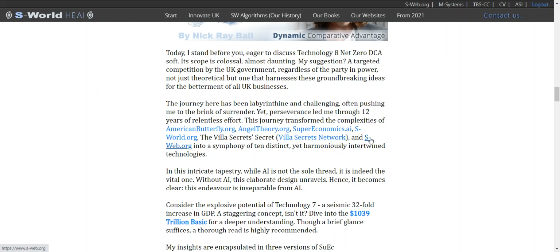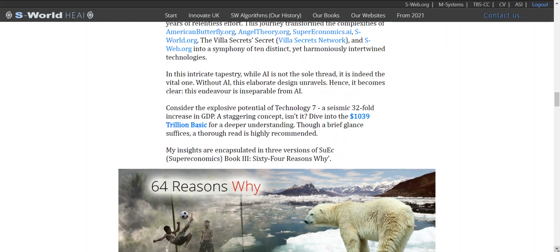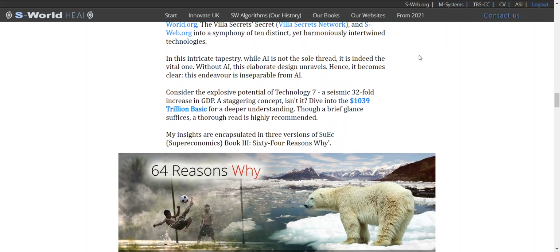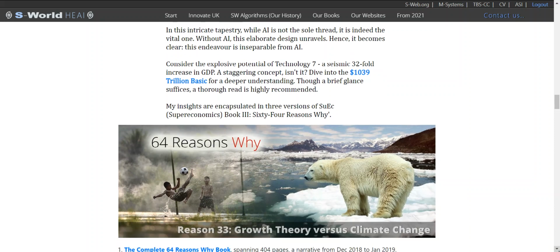sweb.org is what we looked at, and we saw when I had to change the code because I got the broken link. Okay, in this intricate tapestry, while AI is not the sole thread, it is indeed the vital one. Without AI, this elaborate design unravels. Hence, it becomes clear this endeavour is inseparable from AI. Consider the explosive power of Technology 7, a seismic 32-fold increase in GDP. A staggering concept, isn't it?